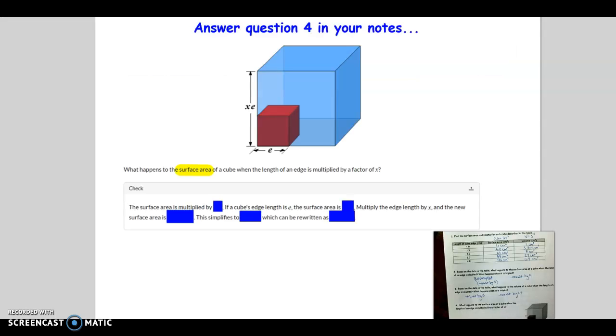So question 4 in your notes says, what happens to the surface area of a cube when the length of the edge is multiplied by a factor of x? Okay, so if a cube's length is e, which it is to begin with here, then what is the surface area? So it's a cube, right? So remember, this face is a square, so it'd be e times e, which is e squared. And you have 6 of those faces. So the surface area of this cube would be 6e squared.